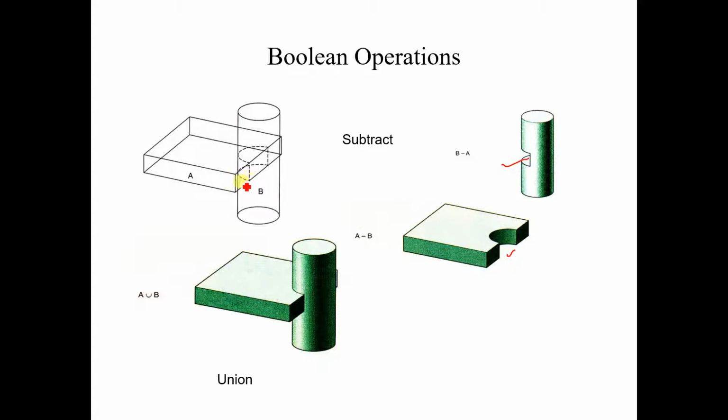From B, A is removed. So when A is removed from B, this will be the final output, okay. Subtract. The next command is intersect. Intersect means common volume. So A intersection B will be the common volume. So these are the basic Boolean operations, okay.